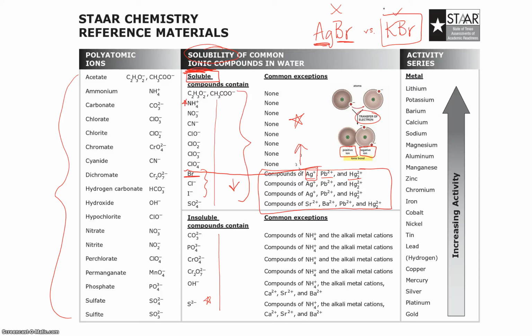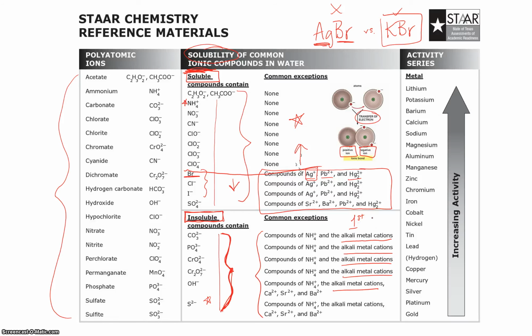Okay, the bottom of this table tells you compounds that are insoluble, meaning they do not dissolve. So any compound with any of these anions is insoluble unless it is in a compound with one of these. For instance, first of all, notice that they say alkali metal cations. If you remember, the alkali metals are the first column.